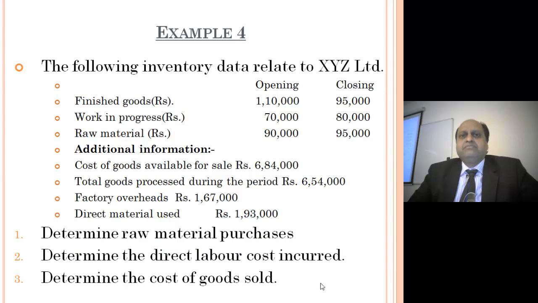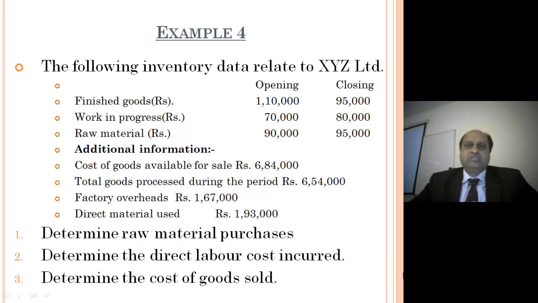Question number 4. Here we have been provided with lot of data and we need to find out 3 things. Please pay attention. One is raw material purchased. Second is direct labor cost incurred. And the third one is cost of goods sold. So this time we need to make the cost sheet to obtain 3 missing figures, which are raw material purchased, direct labor cost incurred, and cost of goods sold. Fine. So I hope you will be able to do it. I am giving you 5 minutes, then I'll do it for you.